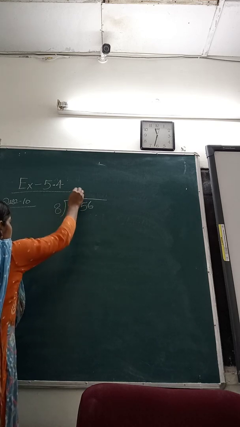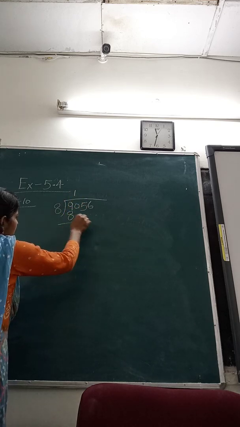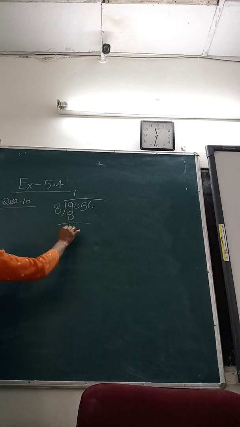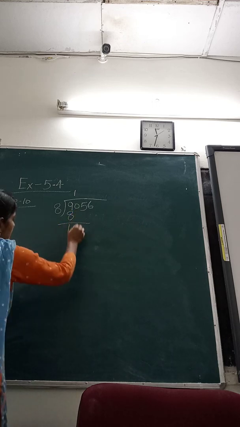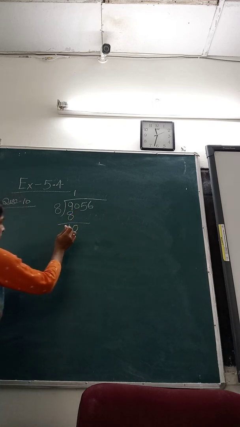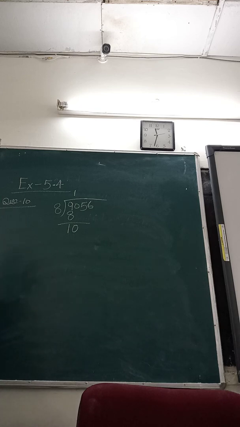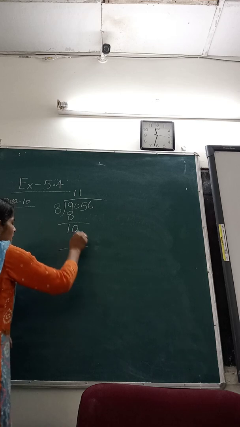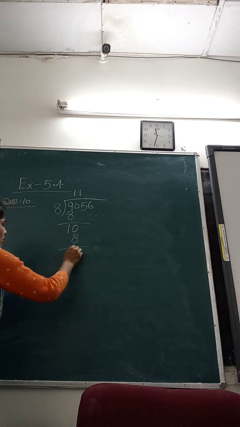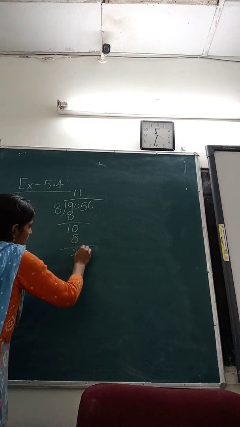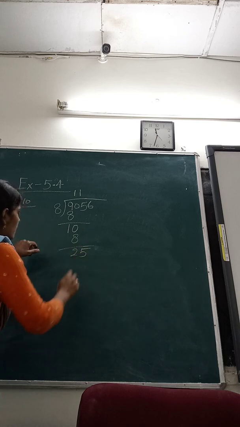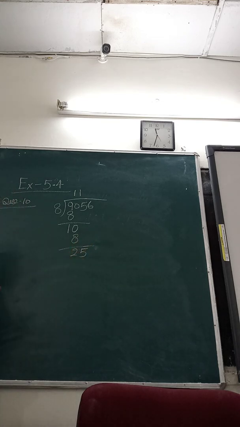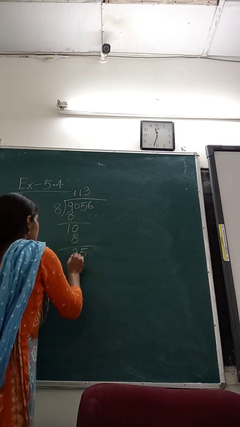8 ones are 8. 9 minus 8 is equal to 1. And 0 will come down. So, here 10. Again 8 ones are 8. 10 minus 8 is equal to 2. And 5 comes down. 8 ones are 8, 8 twos are 16, 8 threes are 24.